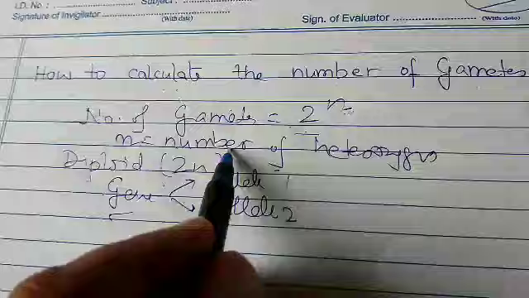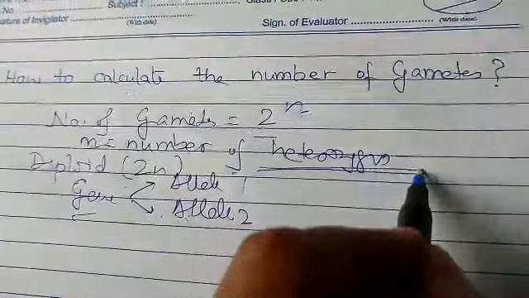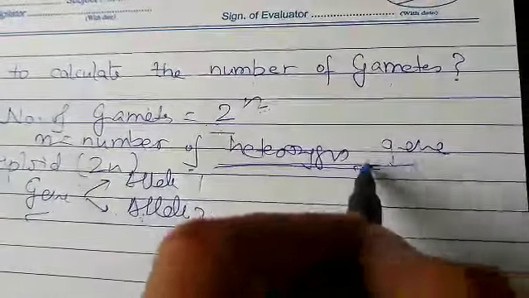Now, n equals the number of heterozygous genes. This you have to keep in mind. n equals the number of heterozygous alleles, the number of heterozygous genes. Okay, the number of heterozygous genes.